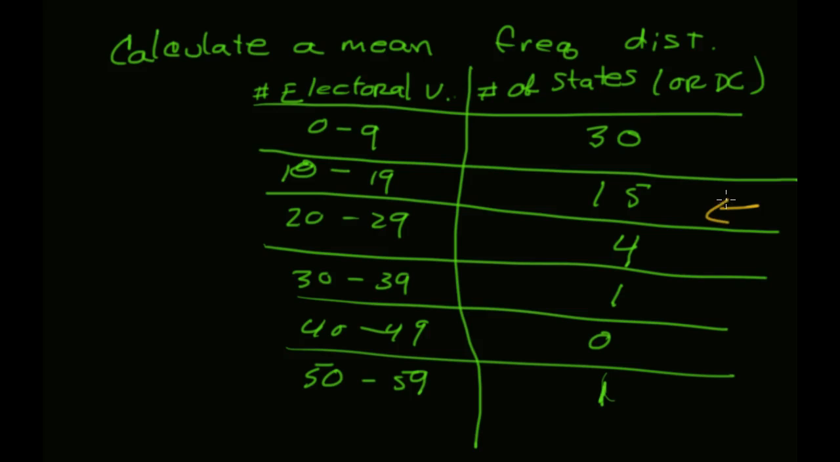Maryland falls in this category here. We have 10 electoral votes, so we're on the lower end of that category.